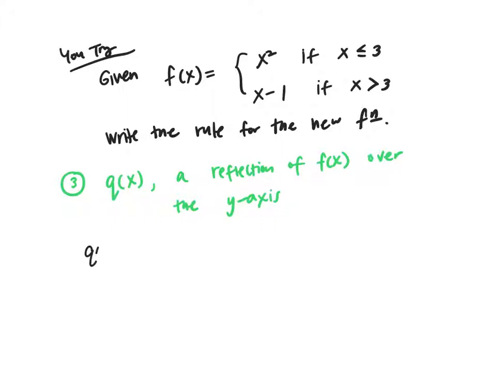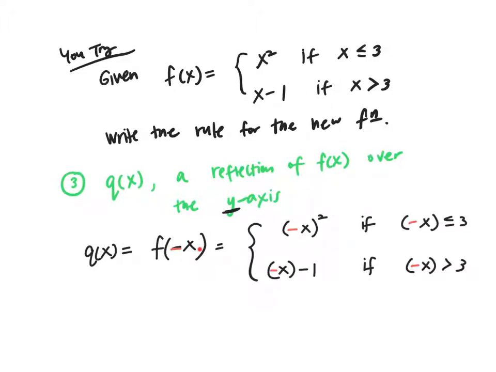So first step is to rewrite q of x in terms of f of x. The thing you have to be careful of here is that even though you see y, you might think that it's a vertical transformation, but it's not. Remember, when all the values are reflected over the y-axis, all your x values are being changed. So you're going to have f of negative x. So it's actually a horizontal transformation.